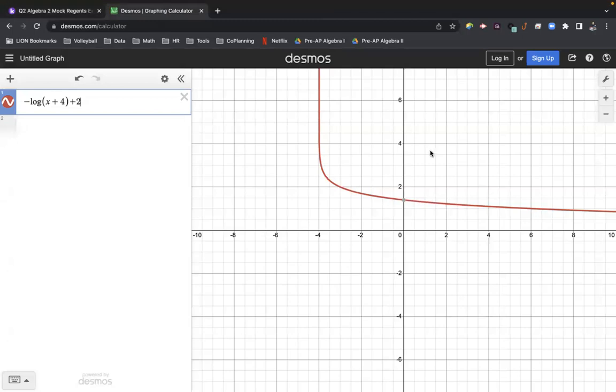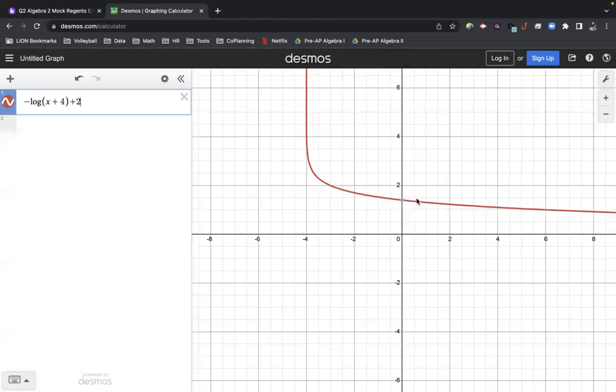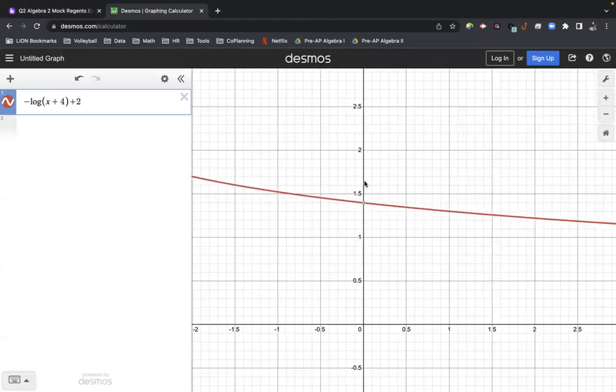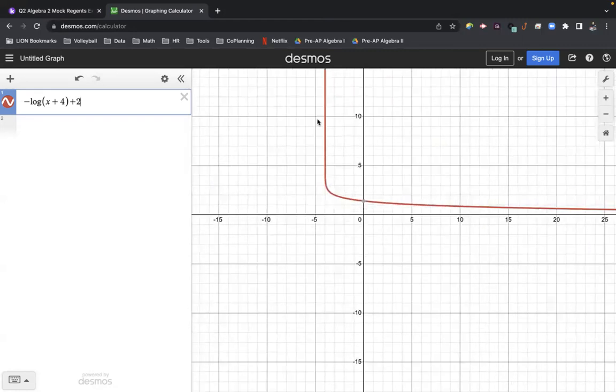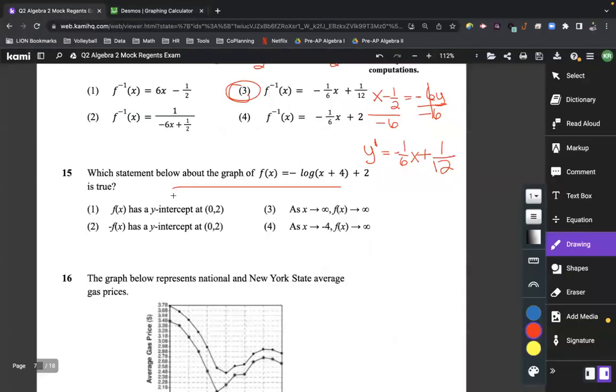Looking at this graph, I know that the asymptote is negative 4. It's not passing negative 4. And if I zoom in, I can see that the intercept is about 1.398. I know that my function is decreasing. So for the choice saying f of x has a y-intercept, I can cancel these out. I already looked at the y-intercept. It's a decimal, so those don't make sense.